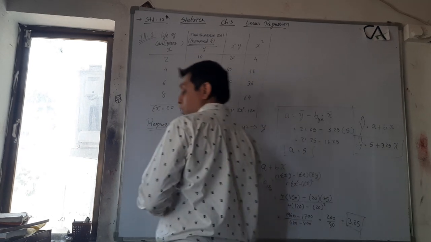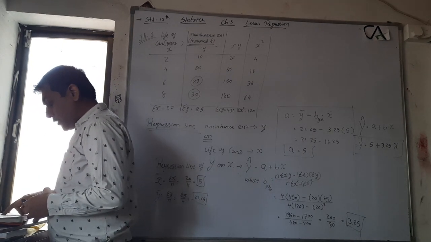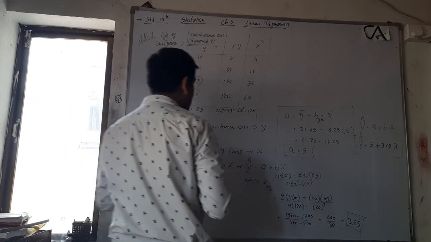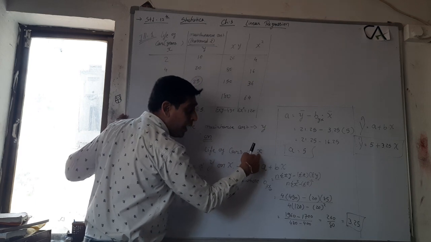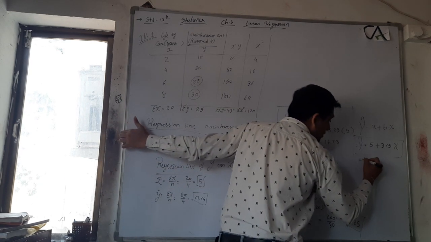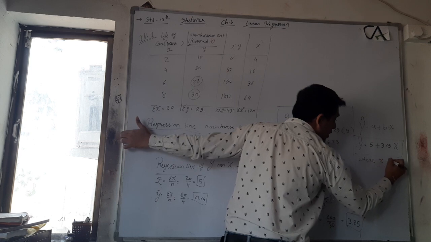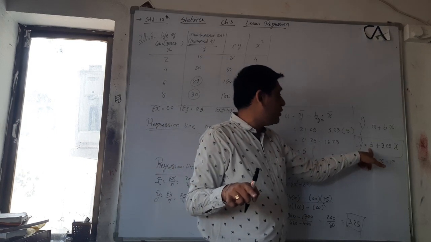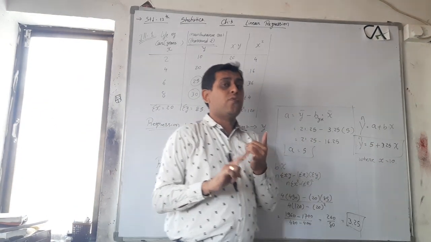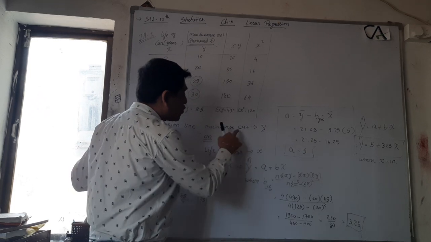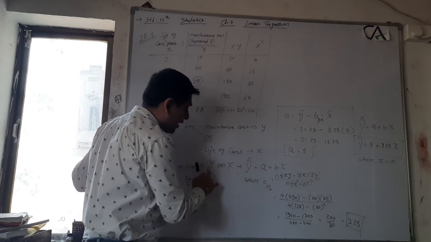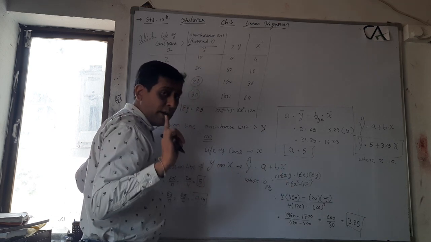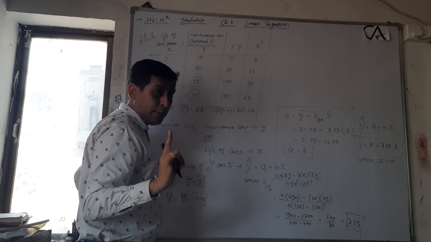Now it is also given that we have to estimate the maintenance cost if the life of a car is 10 years. That means here life of a car is x, where x is equal to 10. What is the estimated value of y based on this equation? First of all, we have to find the equation, that is y on x. Regression line, y on x, is y cap is equal to a plus bx. That is your main answer in each and every equation of chapter 3.